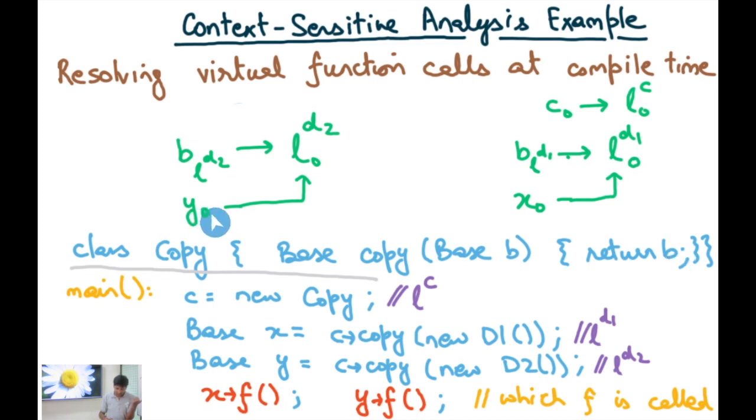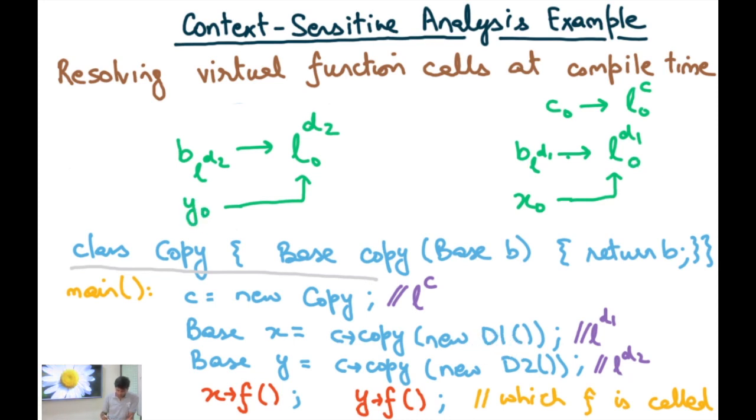Then that means Y0 may point to L0 D2. And you can check that this is the final points-to graph. This is a fixed point. You can rerun the algorithm, check all the instructions again and transfer again, and you would find that this is a fixed point solution. And because it's a fixed point solution, I know that x.f can only point to L0 D1. So x can only point to L0 D1, which is of type capital D1.